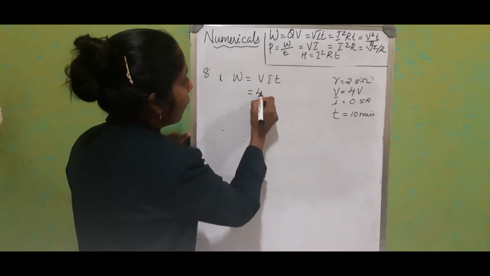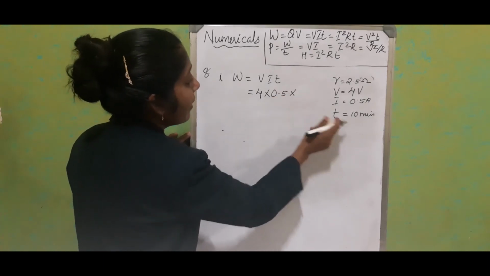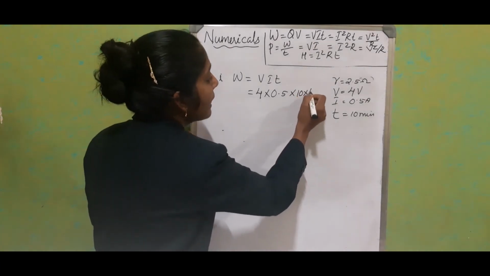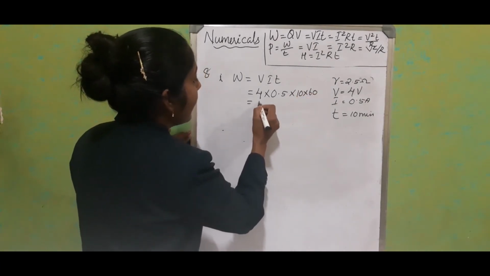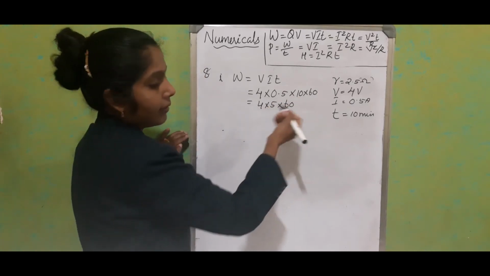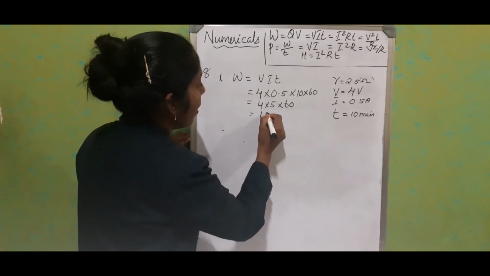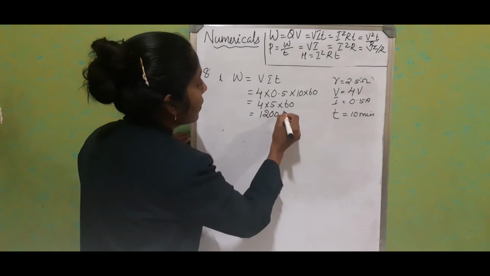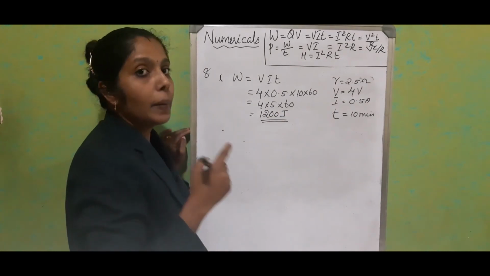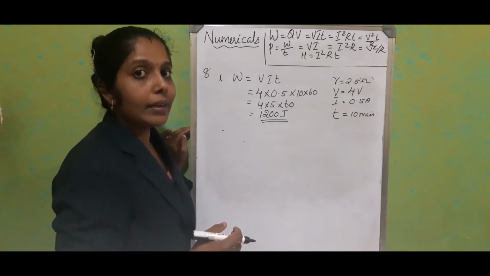So work done is equal to VIT. V is 4, I is 0.5, and time is 10 minutes, which we have to convert into seconds. So 10 into 60. So we will get 4 into 0.5 into 600, which is 1200 joule. That is the energy consumed when this bulb with an internal resistance of 2.5 ohm worked continuously for 10 minutes.